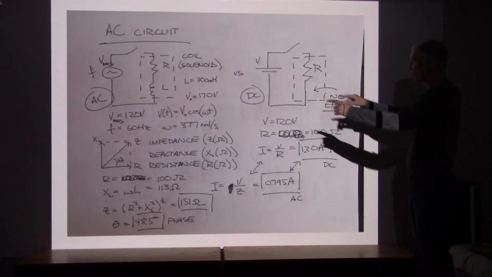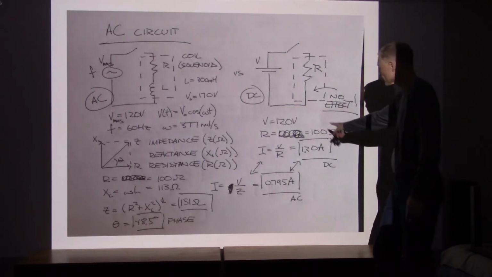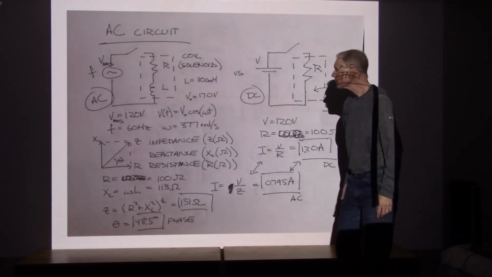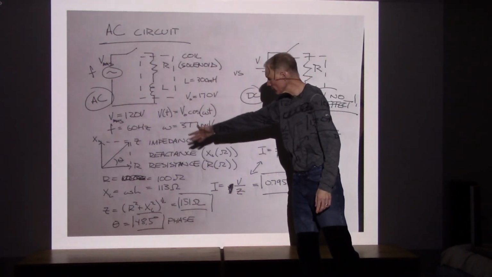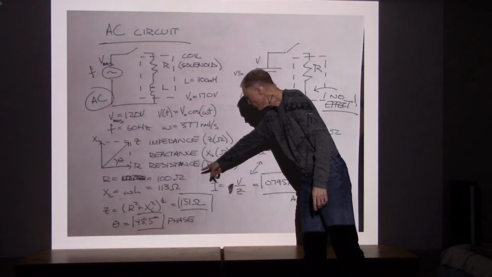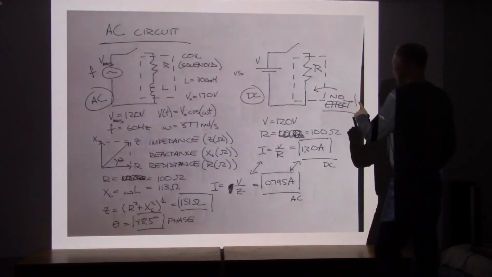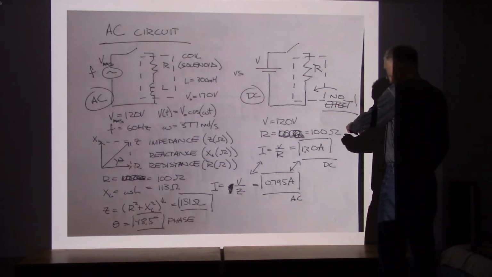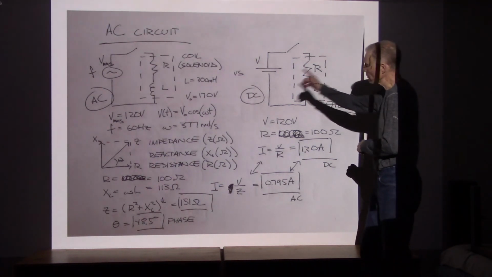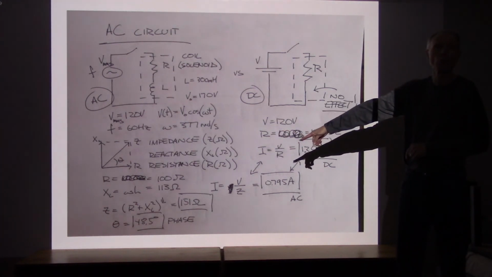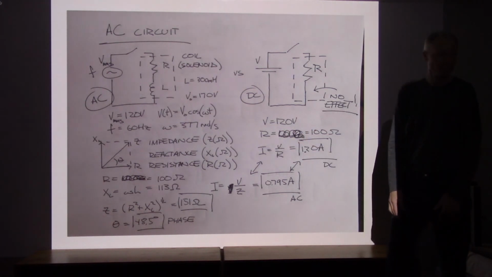DC versus AC. Here, it just comes down to how much resistance. On this side, there's a series of calculations that lead me to an impedance. Here I've got 100 ohms of resistance, but there I've got 151 ohms of impedance.